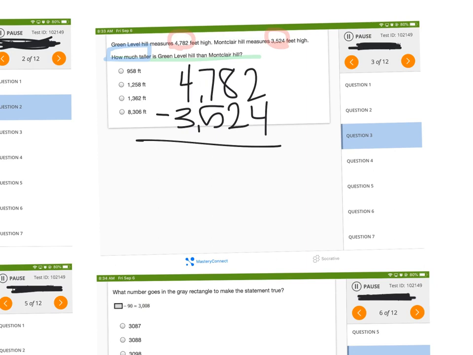I cannot subtract 4 from 2, so that means I need to regroup or borrow. This 8 is going to turn into a 7. The 2 turns into a 12. Your answer should have been B.